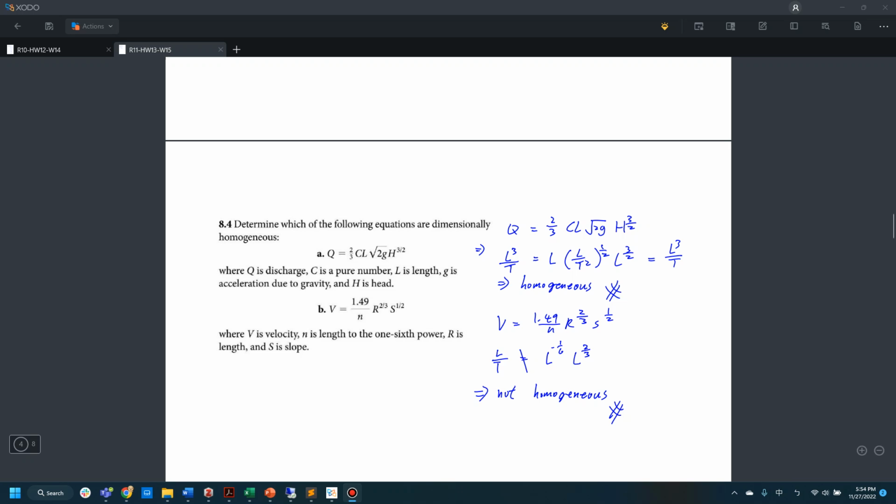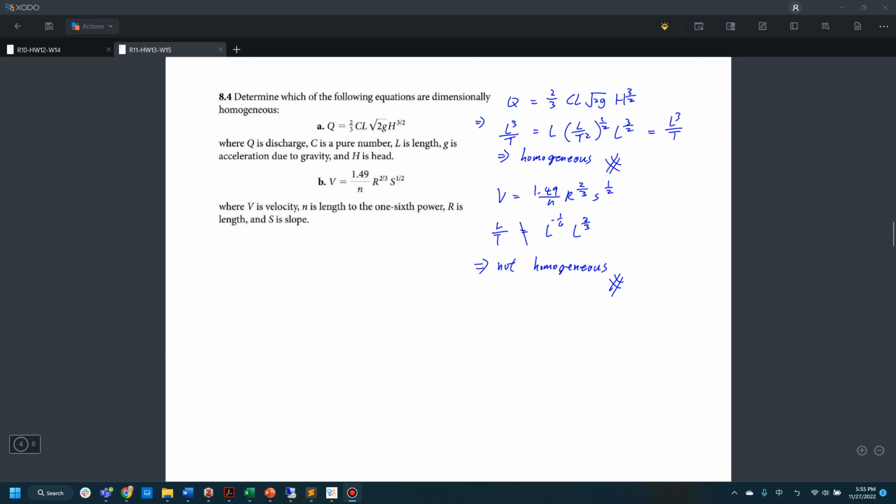And the head can be expressed as length to the power of 3/2. When you organize the right-hand side, you can see the corresponding unit is length to the power of 3 divided by time, which is equal to the left-hand side. So equation A is dimensionally homogeneous.